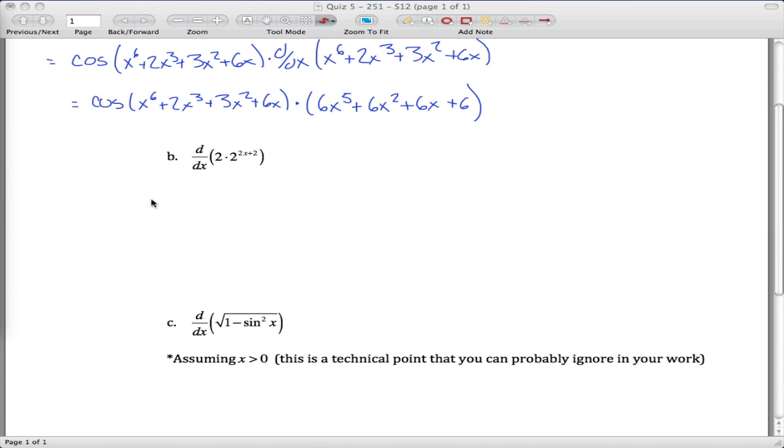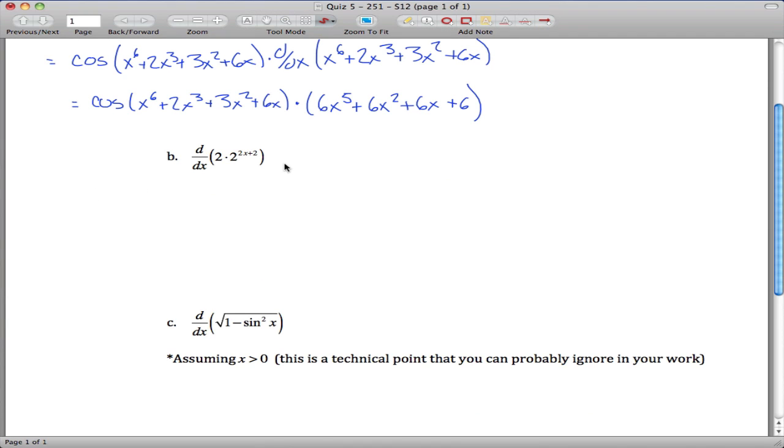This second guy here, I think before I use the chain rule, I'm going to notice that we have a constant out in front. So this is 2 times the derivative of 2 to the 2x plus 2. Lots of 2's in here that can make this a little confusing. And it might be helpful to note over here that the derivative of 2 to the x is 2 to the x times the natural log of 2.